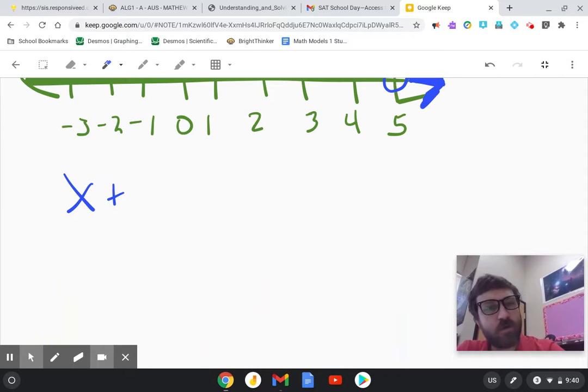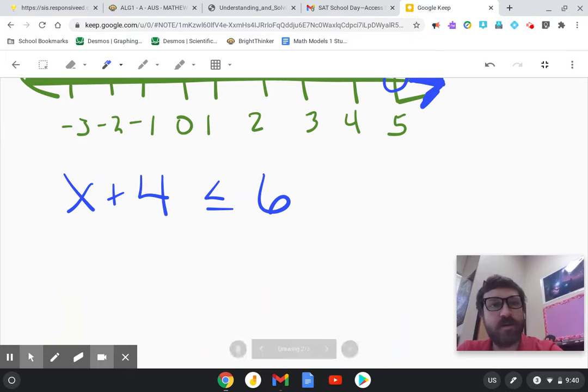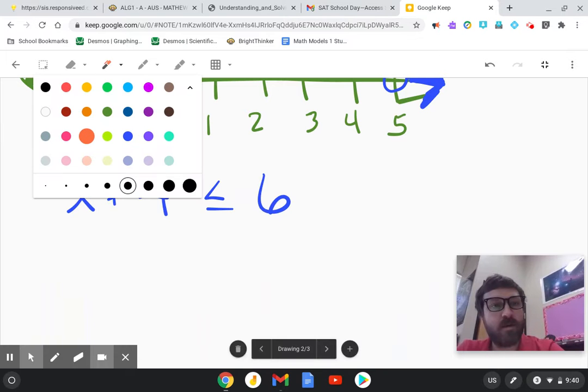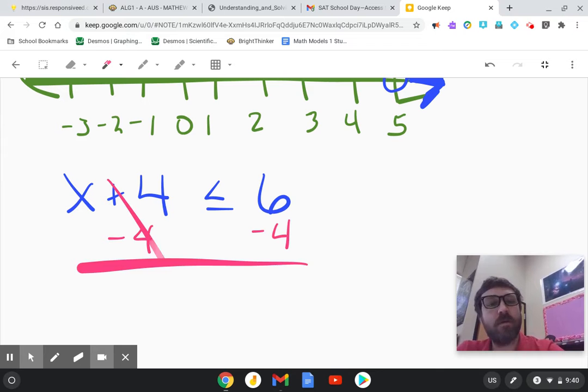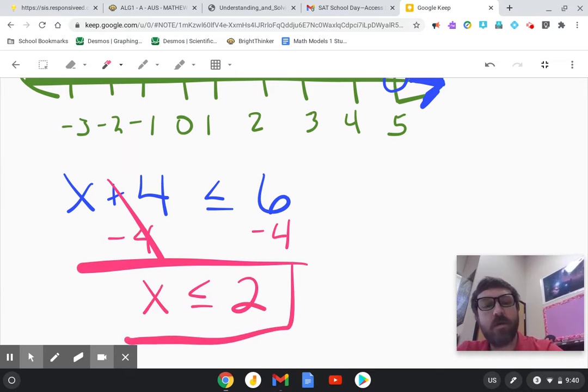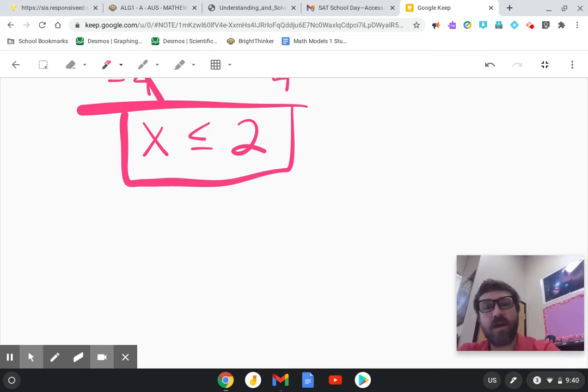x plus 4 is less than or equal to 6. All right, I know I need to keep the equation balanced, so whatever I do to one side, I'm going to do to the other. I'm going to subtract 4 from both sides. It's going to cancel that out and give me x is less than or equal to 6 minus 4, which is 2. So that's the inequality that I have.